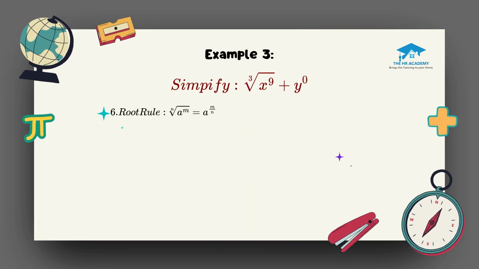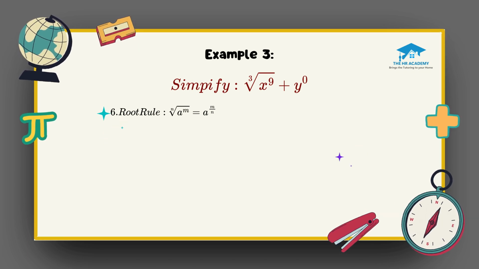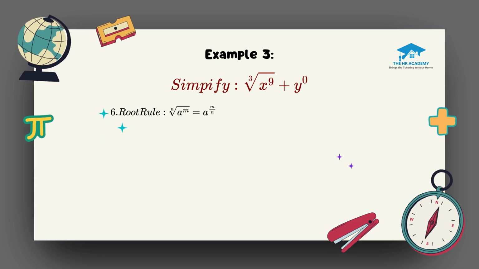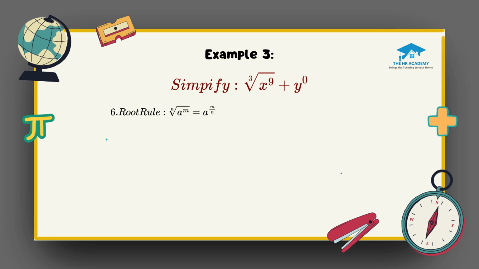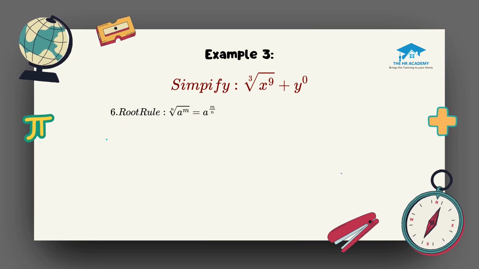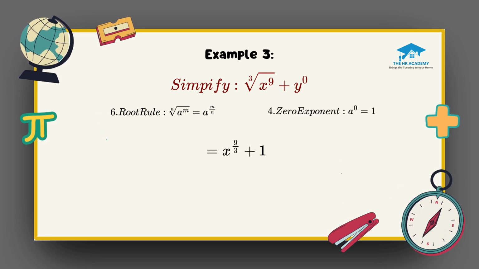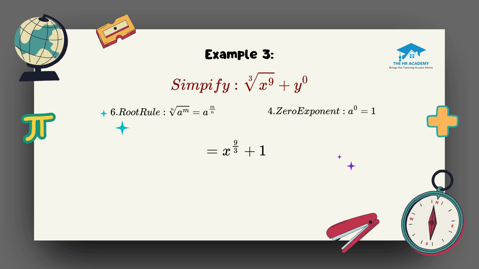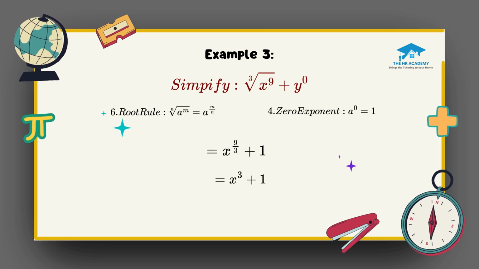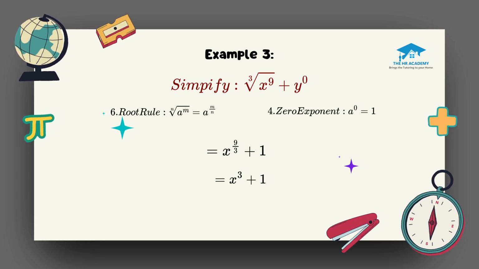Next up is example 3. Simplify the cubed root of x to the power of 9, plus y to the power of 0. Here we use the root rule and the zero exponent rule. Root rule is like finding a hidden treasure, and the zero exponent rule is like your mum saying you'll always be her number 1, even if you bring home 0 homework. So this becomes x to the power of 9 over 3, plus 1. 9 over 3 is 3, so it is x to the power of 3, plus 1. And that is the answer in the simplest form.